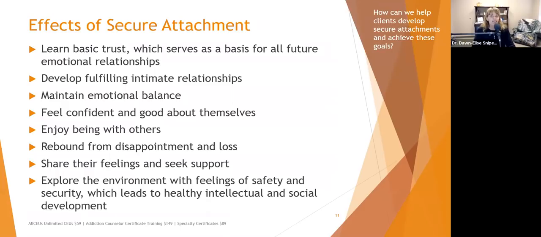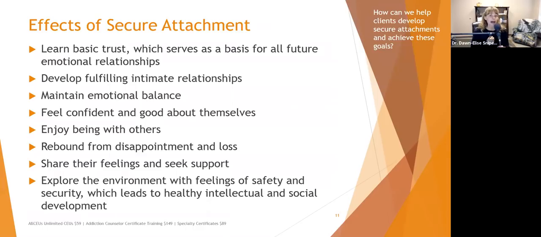The second is to develop fulfilling, intimate relationships. And this can be between friends. It doesn't have to be a sexual thing. But develop these fulfilling relationships that are close, where you can share your deepest, darkest feelings and you can ask for help and not feel like you're going to be rejected.